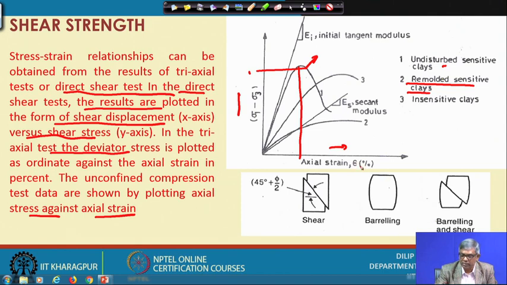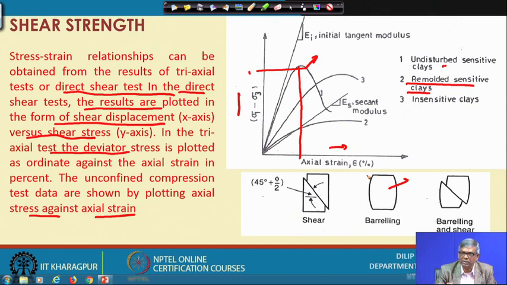When this behavior occurs, the sample takes a shape like this, called barreling. That means it will shorten and expand laterally. And how much do we allow? Generally, to terminate the test, we take 15 to 20% strain. If it exceeds 15 to 20% strain, then we terminate the test and consider that as the failure.